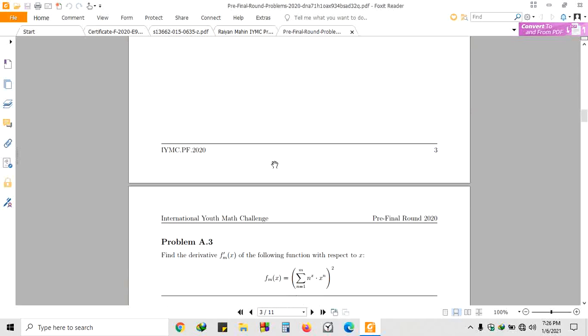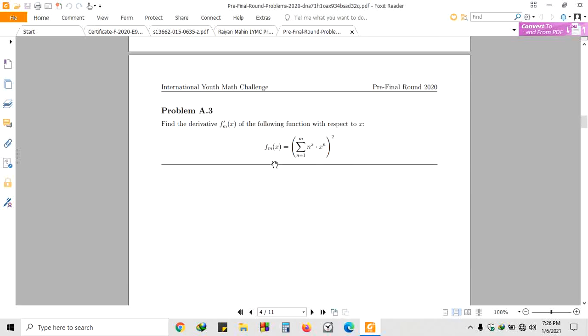So then let's go to the next problem, that is A.3. We have to find the derivative of f of x of the following function with respect to x. Here f of x is the summation where n starts from 1 and goes on till m, of n to the power x into x to the power n, and whole square.